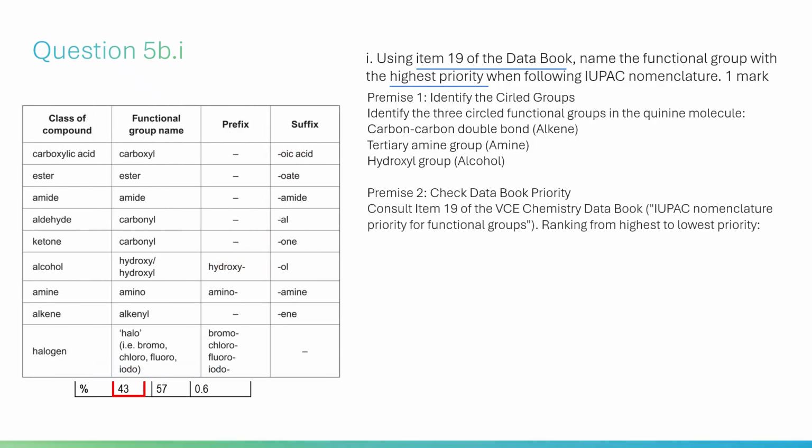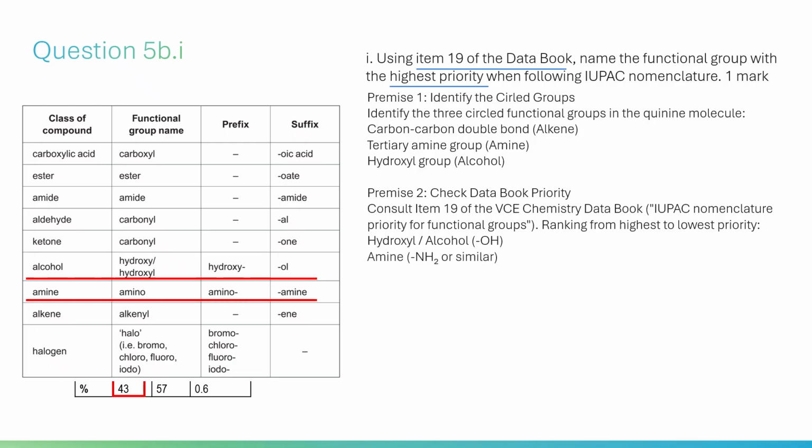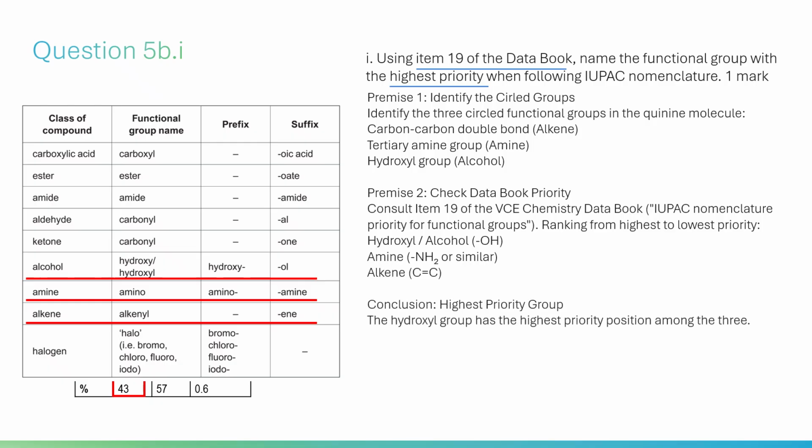Consult Item 19 of the VCE Chemistry Data Book, IUPAC Nomenclature Priority for Functional Groups. Ranking from highest to lowest priority. Hydroxyl alcohol, OH. Amine, NH or similar. Alkene, C=C. Conclusion, highest priority group. The hydroxyl group has the highest priority position among the three.